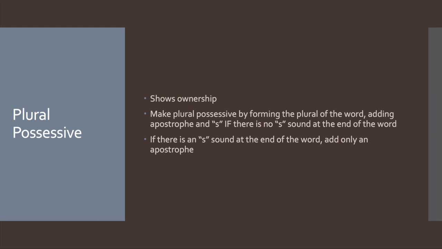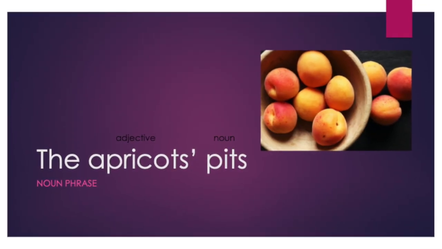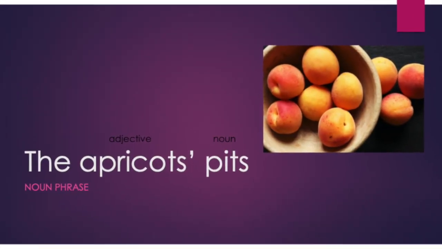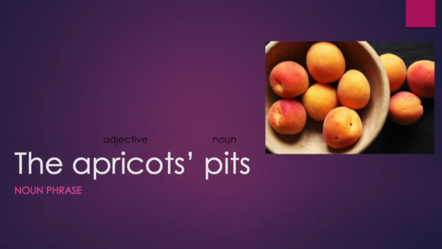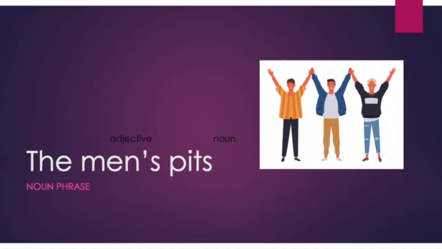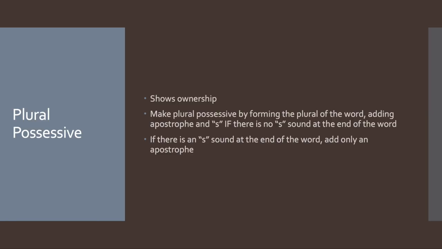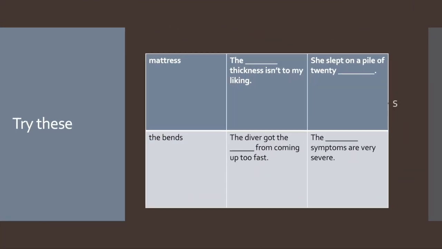Then the next thing you do is add an apostrophe. Apricots, with an apostrophe at the end of it, has an S sound. So bam, I am done. But men, with an apostrophe, does not have an S sound. So I have to add the S after the apostrophe. If there is an S sound at the end of the word, you add the apostrophe and Bob's your uncle, you are done. If there is no S sound at the end of the word, you have to add an extra S.